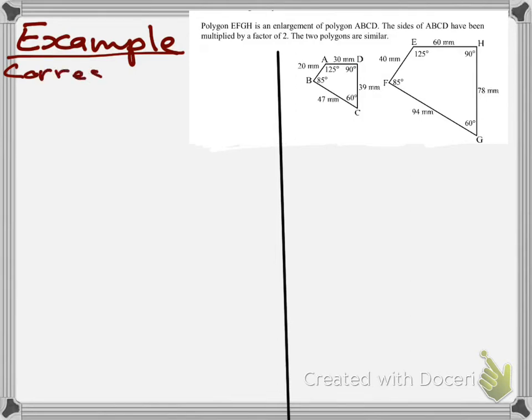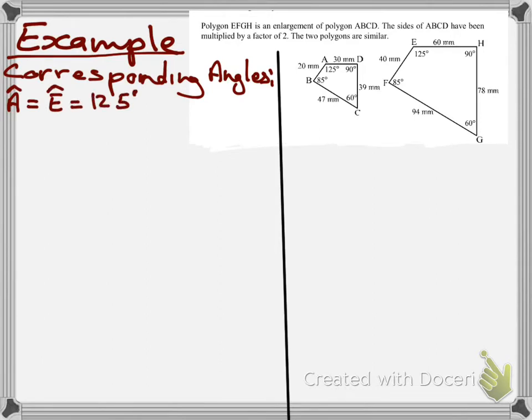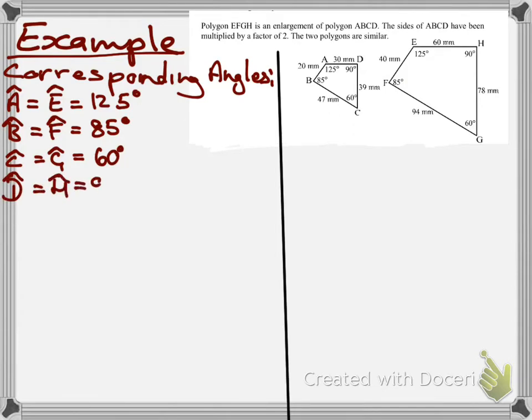First, let's look at corresponding angles, where we see that angle A is equal to angle E, both are 125 degrees. Angle B is equal to angle F, both are 85 degrees. Angle C is equal to angle G, both 60 degrees. Angle D is equal to angle H, both 90 degrees. And then we look at corresponding sides.